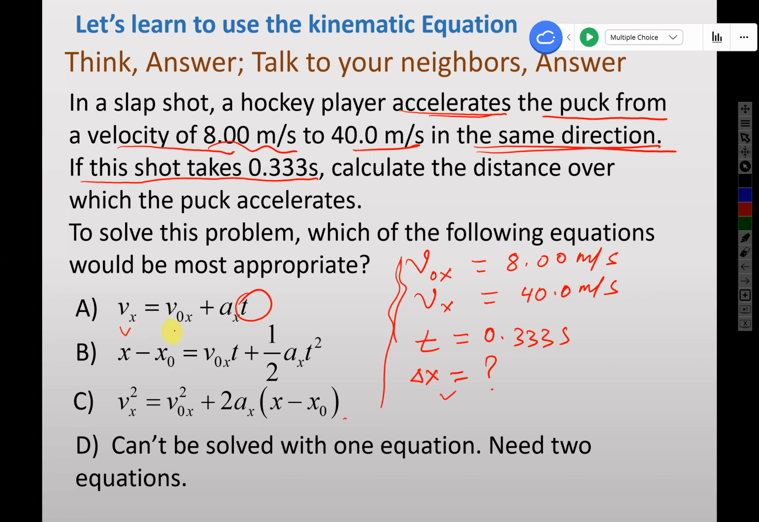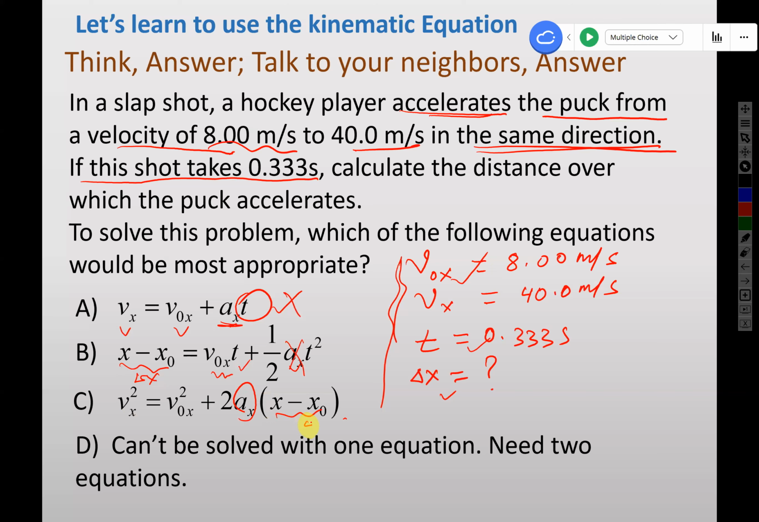Vx, V0x, time, but this has acceleration. So we don't know acceleration and we are not looking for acceleration. So maybe this is not a good idea. This is delta x, okay? And that's what we want. V0x, yes. Time, yes. Acceleration, oops, no. Here, we need acceleration as well.